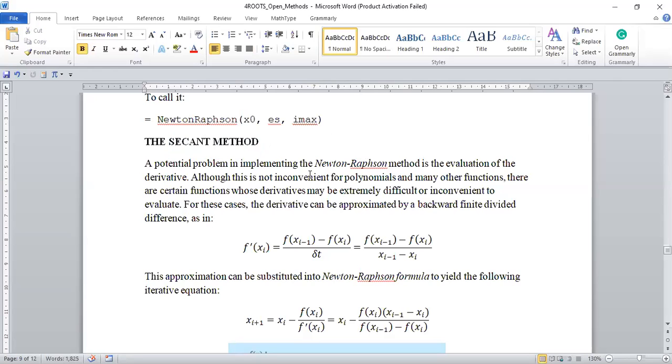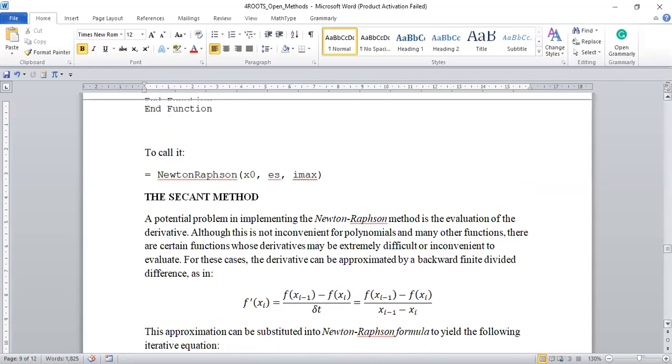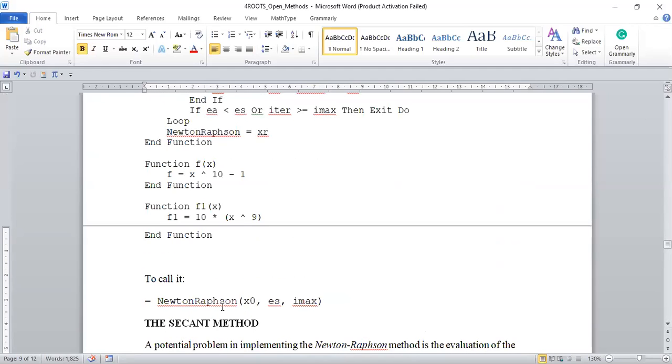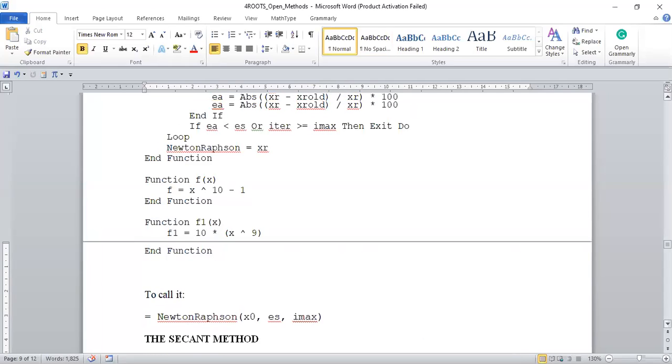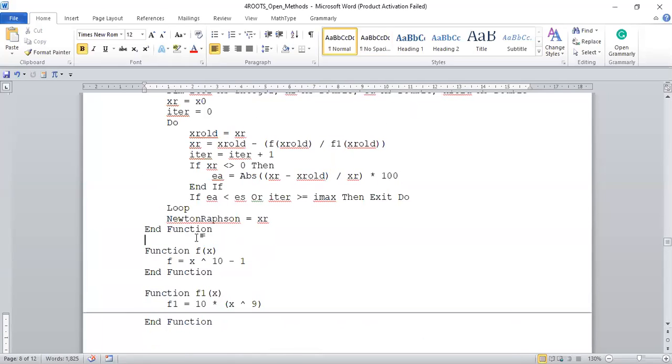The secant method is exactly like the Newton-Raphson method. The only thing is that you don't have to expressly calculate the first derivative yourself. So that's the next one: after the Newton-Raphson method is the secant method. Thank you for that question. But let's continue with this.